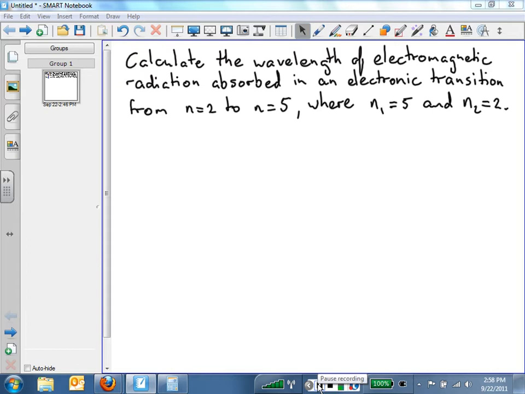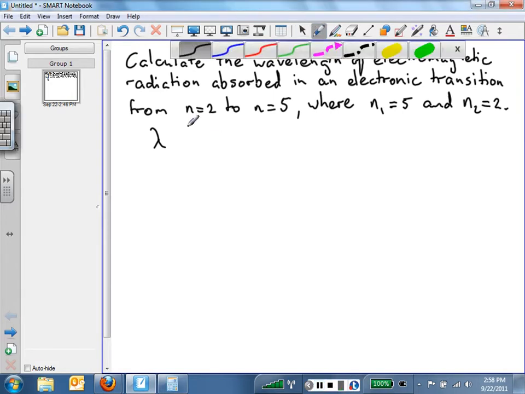Our first step is to identify what is being asked for. In this case, it's lambda. We then identify other information in the question that will help us to solve it. We have n1 equals 5, n2 equals 2.